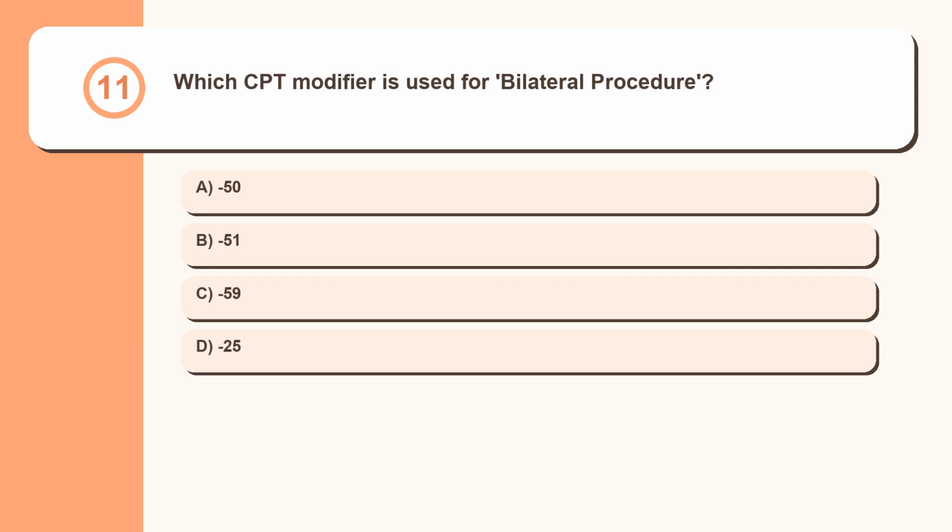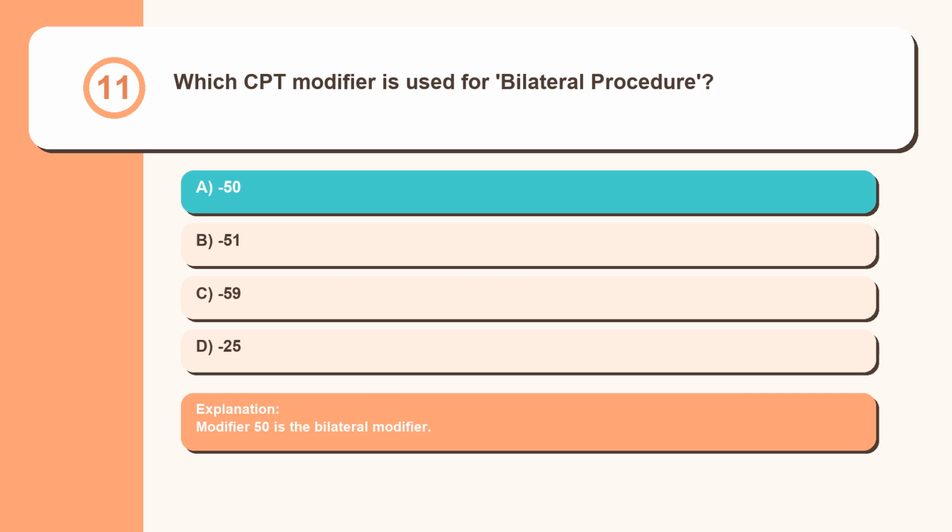Question 11. Which CPT modifier is used for a bilateral procedure? -50, -51, -59, -25. Modifier 50 is the bilateral modifier.